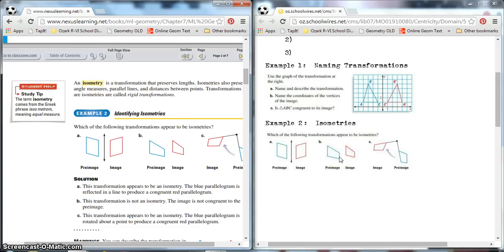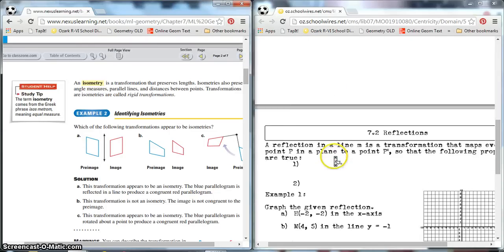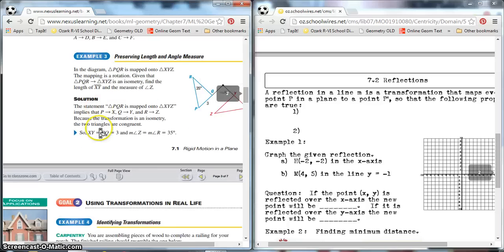On B, not an isometry. No, we cannot change shape. That's not going to happen. So if it changes shape, and you can see here it got smaller, then that totally messes things up. Not an isometry. And then here, of course, this is an isometry because it's just a rotation to a new location. The picture appears the exact same, and so yes, it is an isometry. Pretty much everything we deal with, a reflection, a translation, a rotation, those are all isometries. All right, so that takes us to the next section, 7.2.